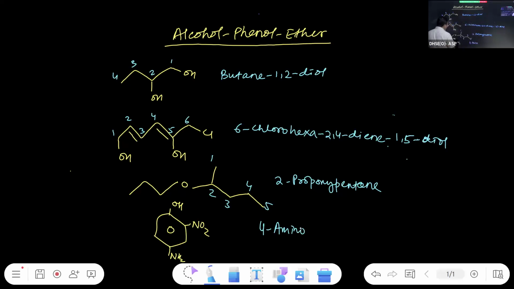because between OH and NH2, we check which has more priority. NH2 has lesser priority and OH has more priority. So it is 4-amino, then 2-nitrophenol. 4-amino-2-nitrophenol. So quickly note down. Then next we will go to preparation of alcohol, then preparation of phenol.